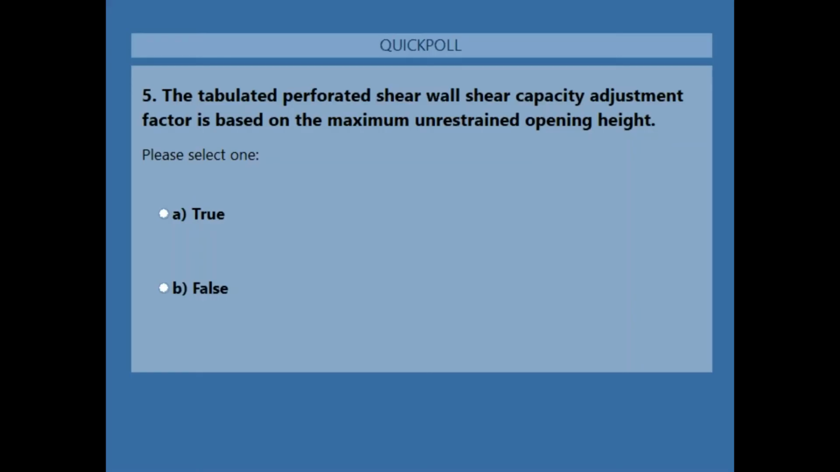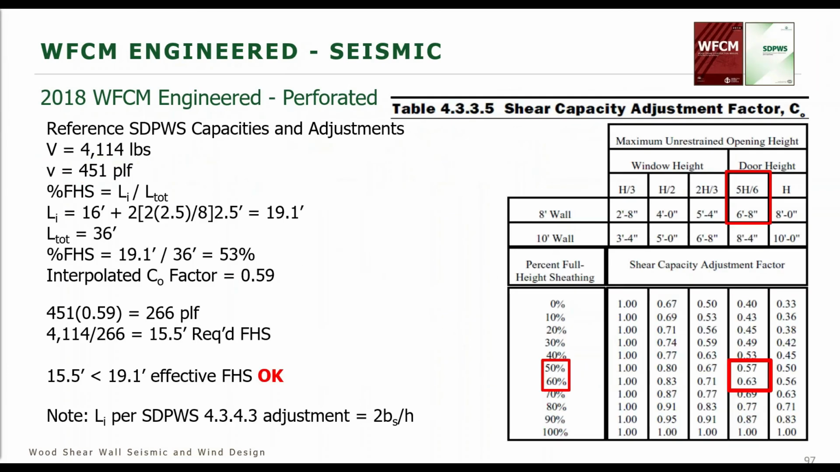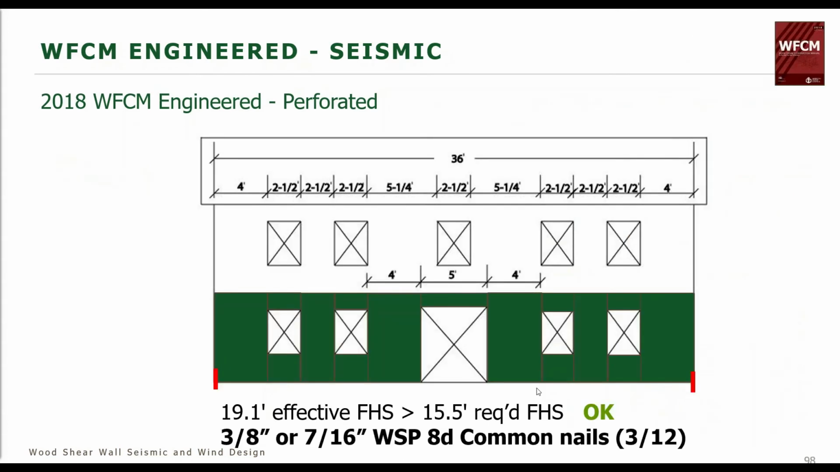Here we go. The tabulated perforated shear wall's shear capacity adjustment factor is based on the maximum unrestrained opening height. Is that true or false? And the answer is true. If you recall, and I think Lori went over this, let me go back to this. We are basing our perforated shear wall on the door opening, rather than taking into account each of the smaller openings and the door opening. We're assuming all the openings are the size of the door. And so that's a conservative approach, which is shown here. So we're taking this large opening and saying all the openings are that size.